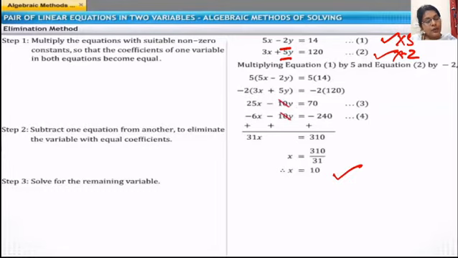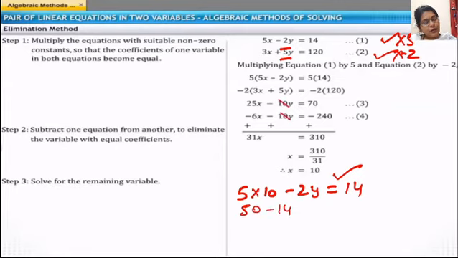Now we have to find out the value of y. We can put the value of x in the other equation. Suppose we take the first equation. Then 5 into 10 minus 2y is equal to 14. So what will it become? 50 minus 14 is equal to 2y. 36 upon 2 is equal to y.